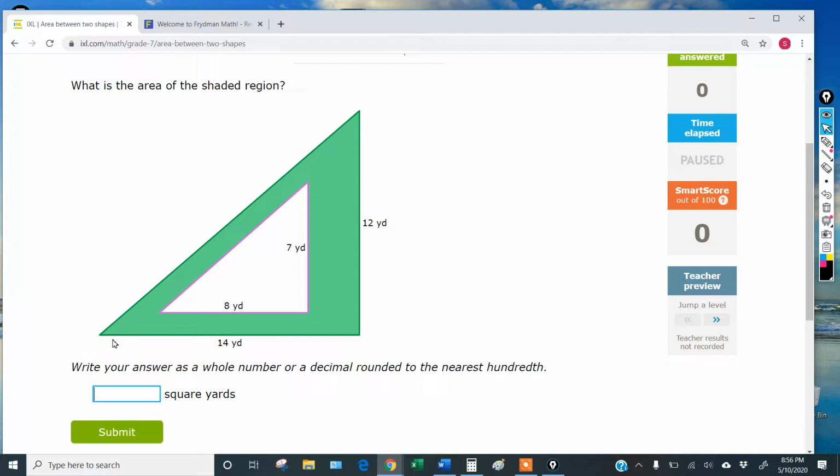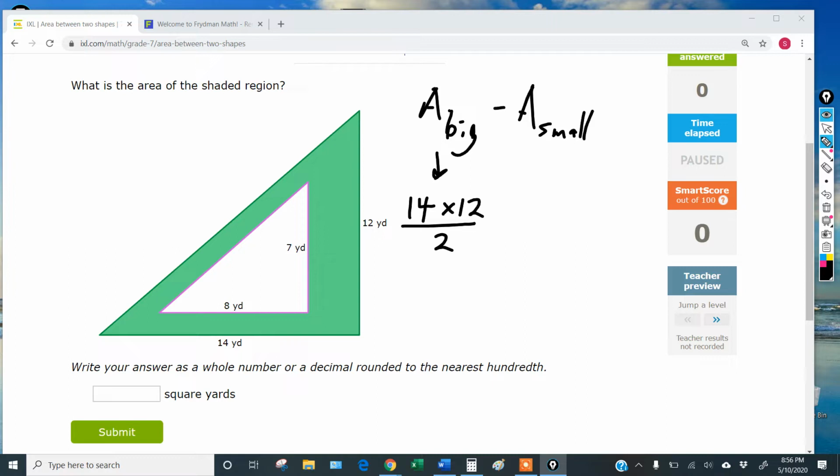So the area of the big triangle is going to be 14 times 12 divided by 2. And the area of the small triangle is going to be 8 times 7 divided by 2. And we're going to be subtracting these things. Okay? Now, this is not too hard to do, but we'll just go step by step. All right? So 14 times 12 is going to give us 168.